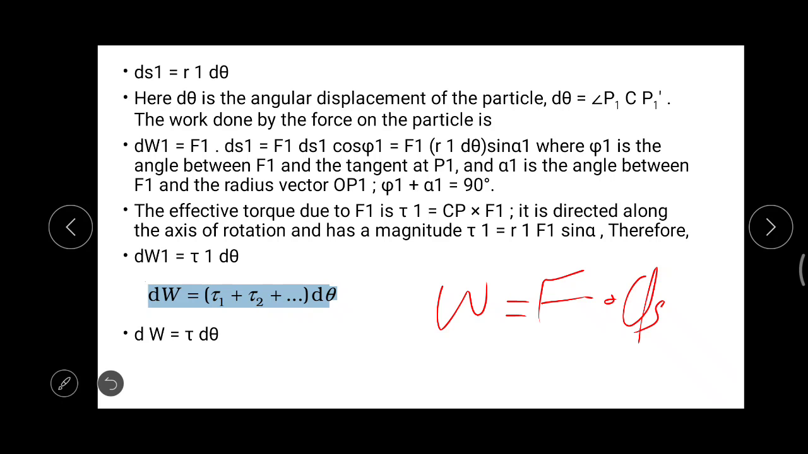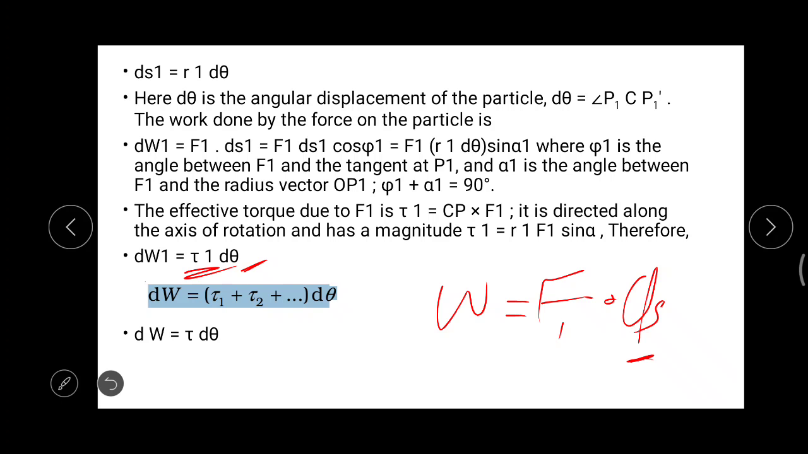So compare this with the angular work done. You can see that instead of F1 ds, we have tau 1, that is the moment of force, and d theta, that is the angular displacement. Here it is linear displacement. So it is similar, isn't it? So the angular work done will be the dot product of the moment of force and the angular displacement.